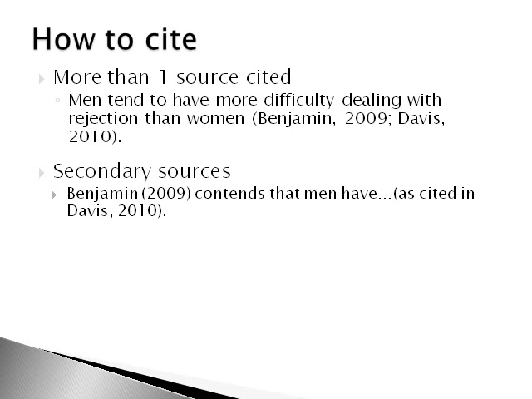So there are two ways to deal with this. One, you can cite it as a secondary citation. So maybe you're reading Davis, and Benjamin says something that's just fabulous, and you can't find Benjamin's article. So you say, okay, I want to use it anyway. So if you use it, you say Benjamin 2009 contains that, and then you do parentheses as cited in Davis 2010, and then you'll put the Davis 2010 in your reference page. And that's acceptable, if you have to do it that way, but it's not the preferred way to do it.